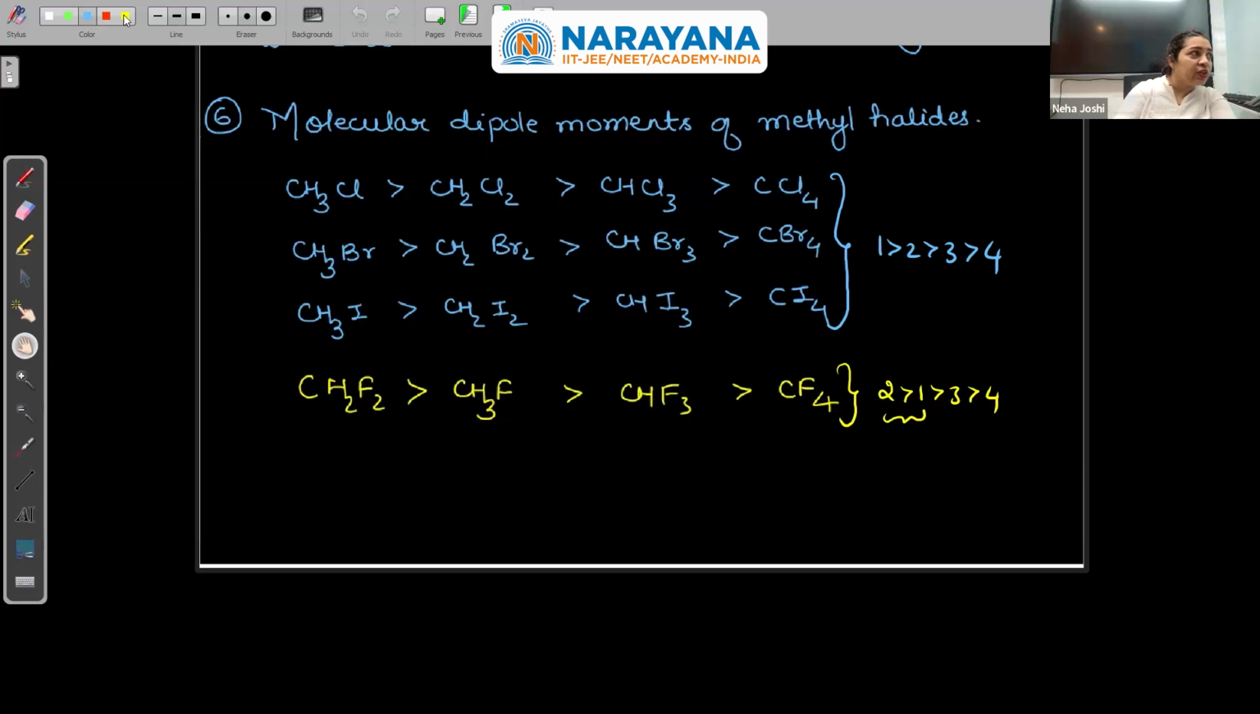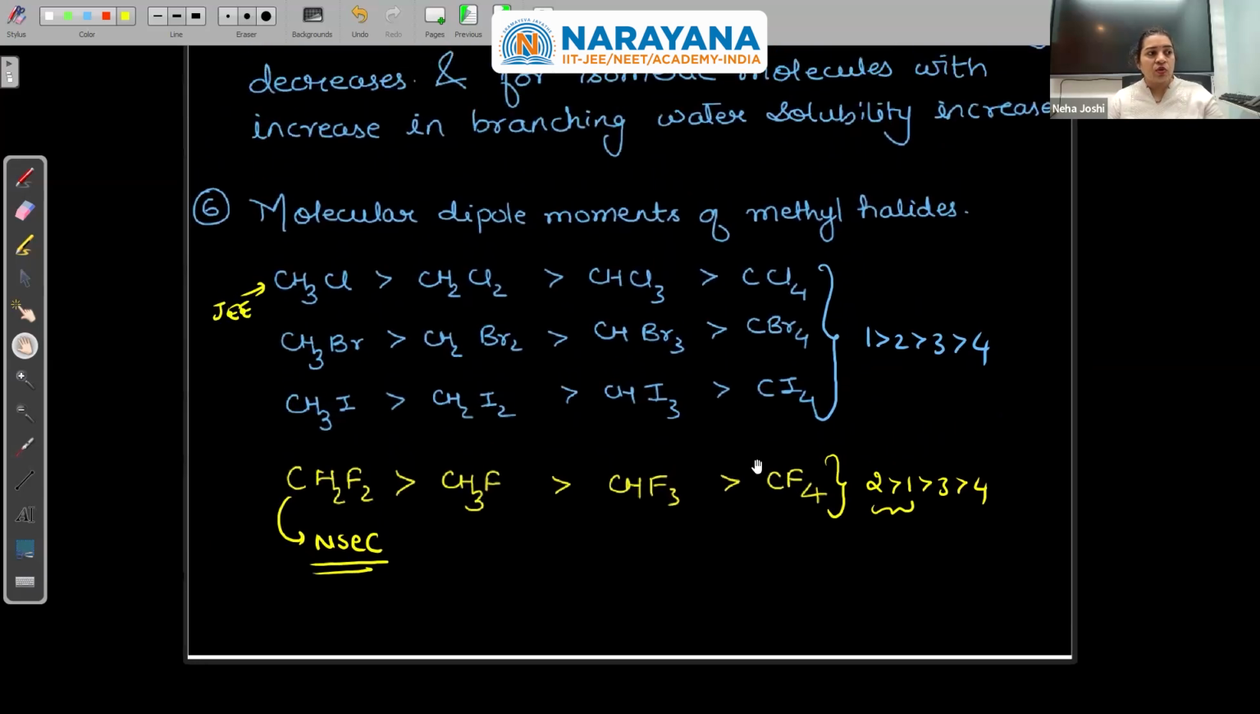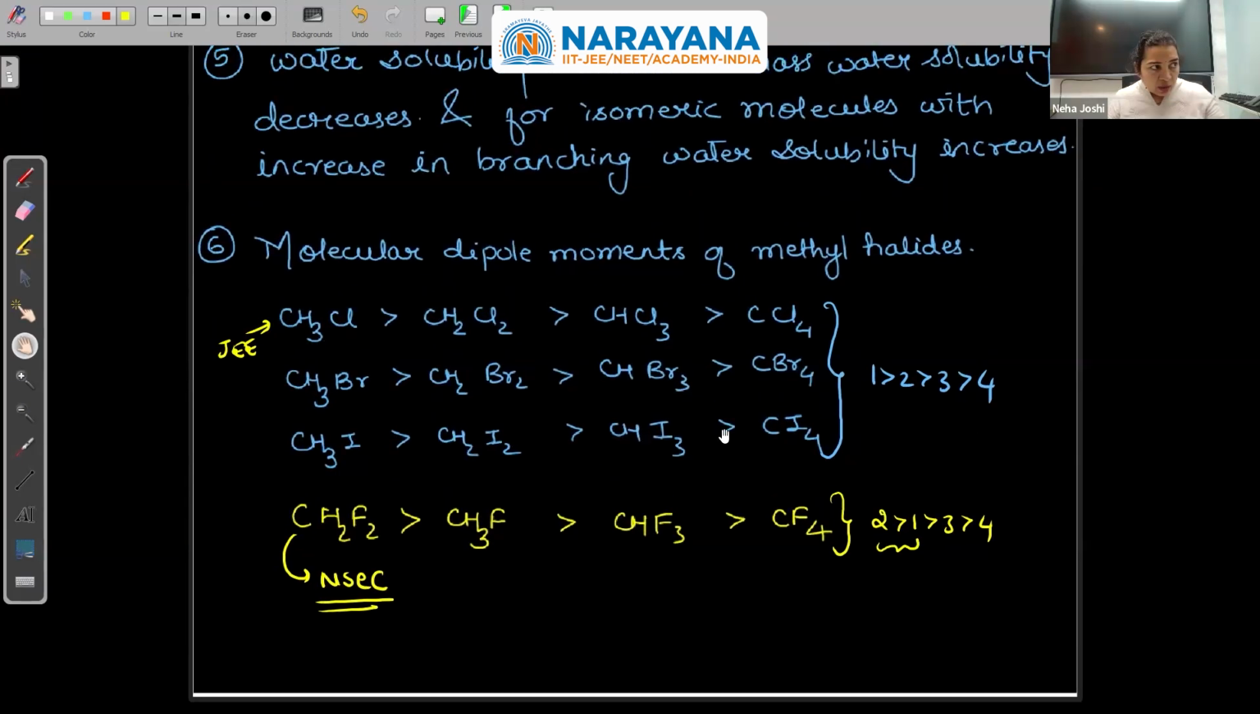But for fluoride, this question was asked in NSCC, and this is also asked in JEE. So both are important for us, whichever can appear. For fluorine, it is found to be CH2F2, then CH3F, then CHF3, and then CF4. So what is the difference? For chlorine and bromine, it is 1, 2, 3, 4. And for fluorine, it is 2, 1, 3, 4. So this is important based on the dipole moment.